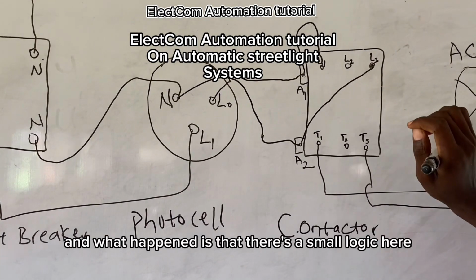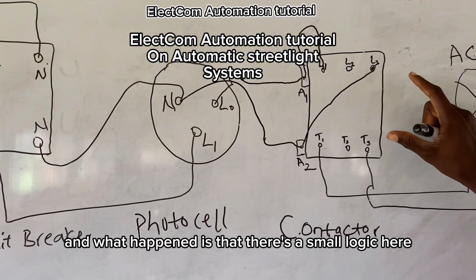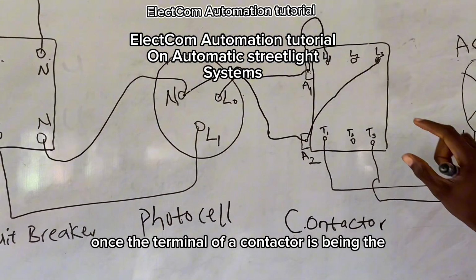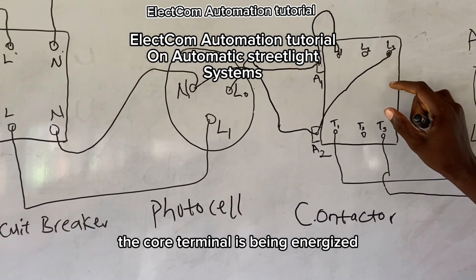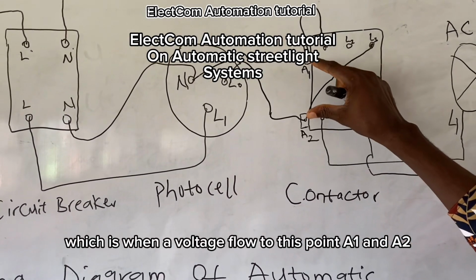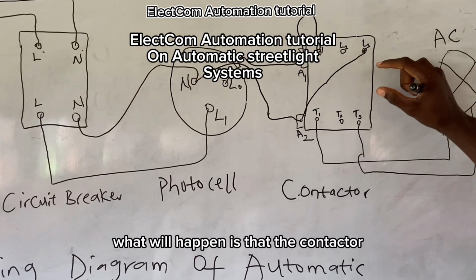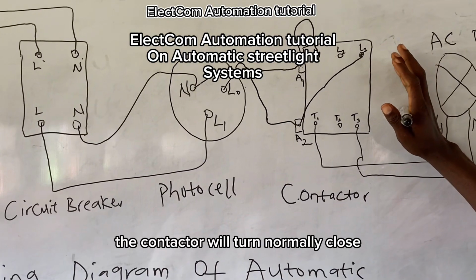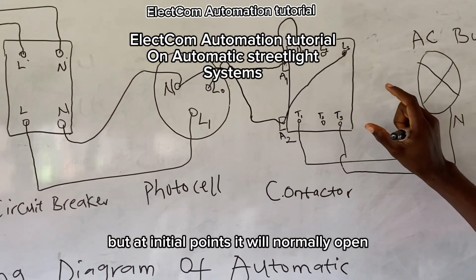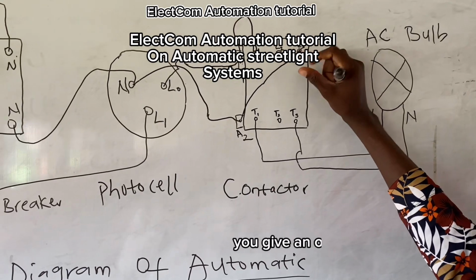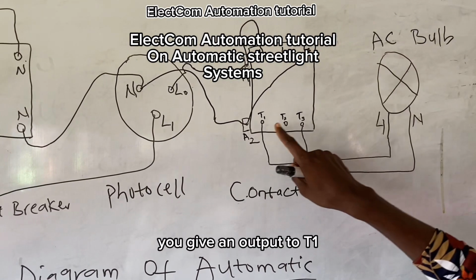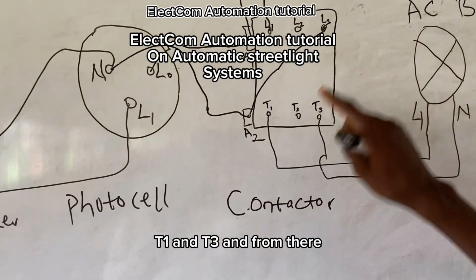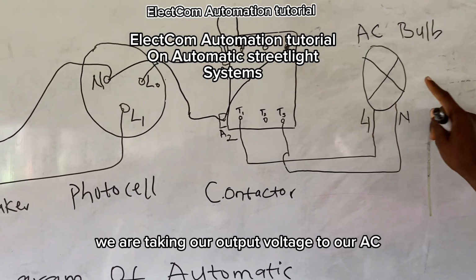There's a small logic here in this contactor. Once the coil terminal of the contactor is energized, which is when voltage flows to A1 and A2, the contactor will turn normally closed, but at the initial point, it was normally open. So once it turns normally closed, we will give an output voltage to T1, T2, and T3, and from there we are taking our output voltage to our AC bulb.